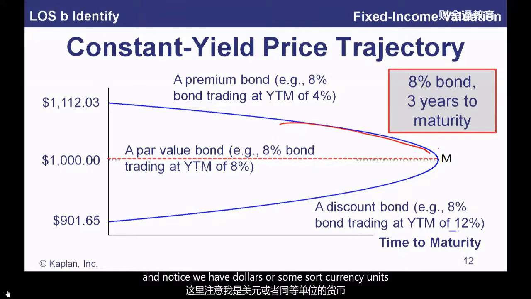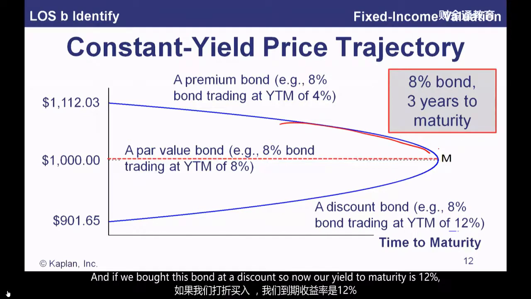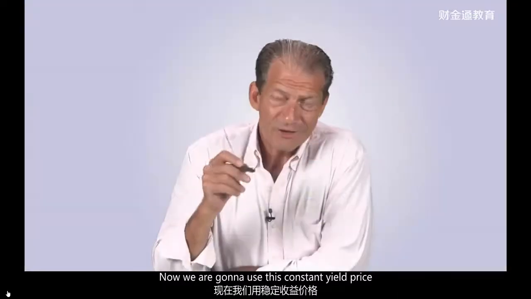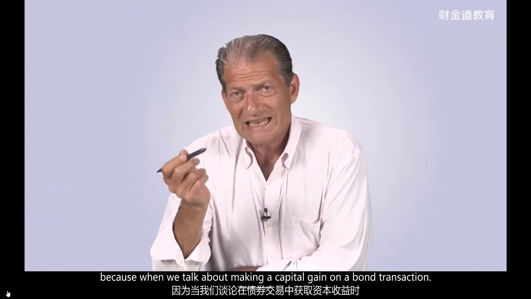And notice that we have dollars or some sort of currency units on our vertical axis there. And if we bought this bond at a discount, so now our yield to maturity is 12%, it's going to move to its maturity value at maturity, but now it's increasing, and it's increasing at an increasing rate between now and maturity.